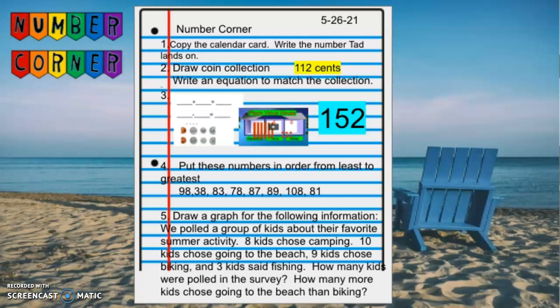Your first question is, how many kids were polled in the survey? Press pause if you need more time to figure out that answer. The next question says, how many more kids chose going to the beach than biking? Press pause if you need more time.